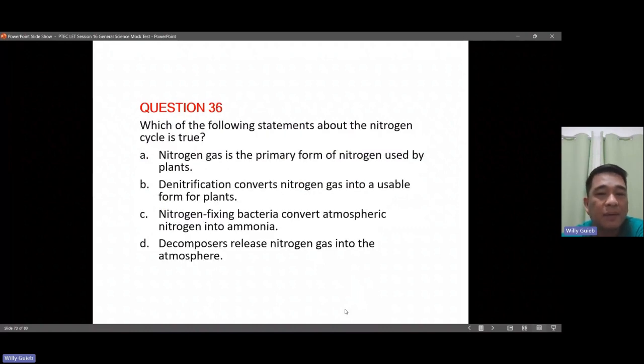Which of the following statements about the nitrogen cycle is true? A, nitrogen gas is the primary form of nitrogen used by plants. B, denitrification converts nitrogen gas into a usable form for plants. Or C, nitrogen-fixing bacteria convert atmospheric nitrogen into ammonia. And letter D, decomposers release nitrogen gas into the atmosphere. Okay. Ang tamang sagot natin dito is that nitrogen-fixing bacteria convert atmospheric nitrogen into ammonia.